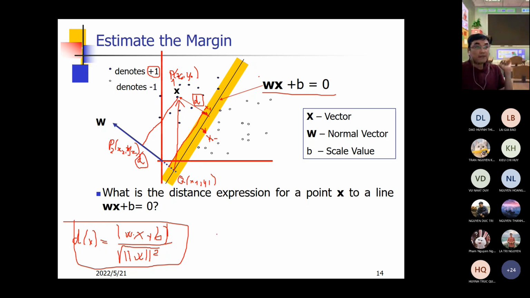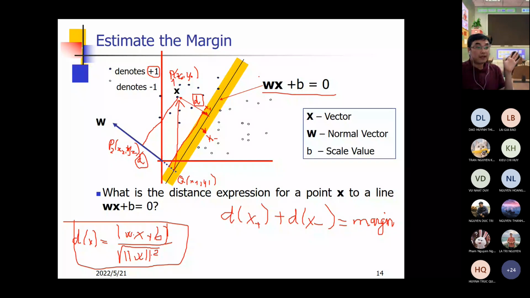So I will have, for example, the distance from x plus plus the distance from x minus. It's my margin, the maximum margin that I will have. Okay, and I have a formula to calculate this one, right? So it will equal to this one. So I can rewrite this one like this.